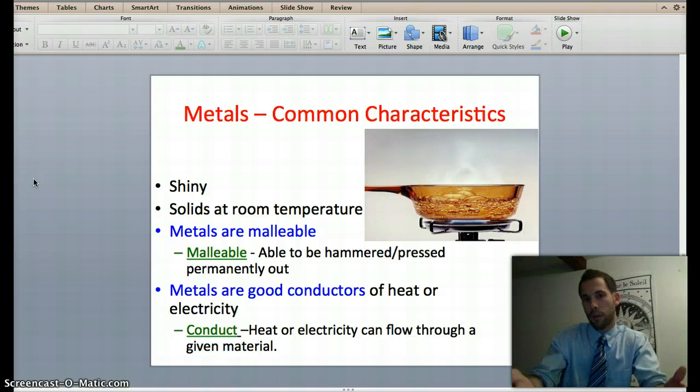If you stick a fork in an outlet, what's going to happen? You're going to get zapped. The reason why is because metals, the metal that forks are made out of, are really good conductors of electricity. They're also really good conductors of heat. So if you put it on a pan on a heat source, it's going to heat up and cook your food. That's why we use metal pans to cook our food.